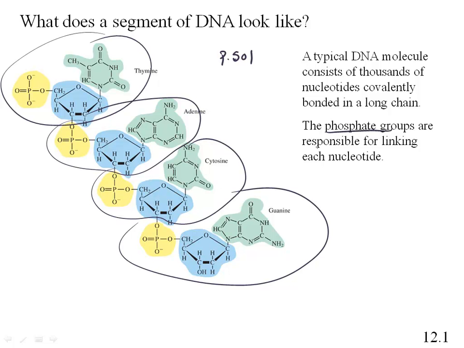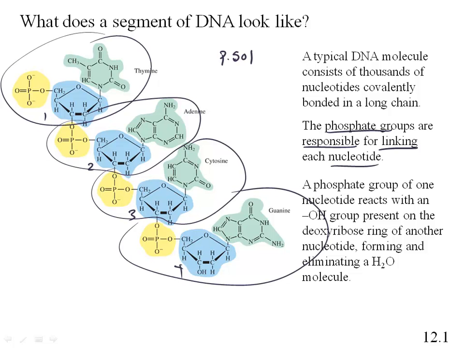Phosphate groups are responsible for linking each nucleotide. Notice the phosphate is the link between this base 1, we'll call it, and base 2 here, or base 2 and base 3, or base 3 and base 4. The phosphate group reacts with an OH group present in the sugar. So notice that's where the linkage occurs. It's between the OH group of the sugar and the phosphate group.